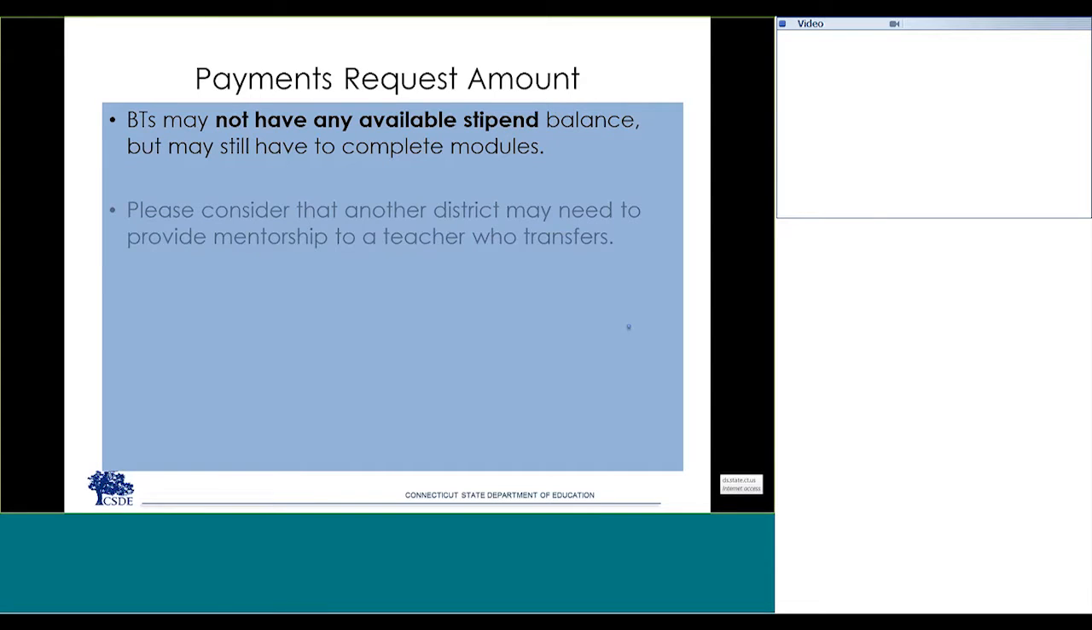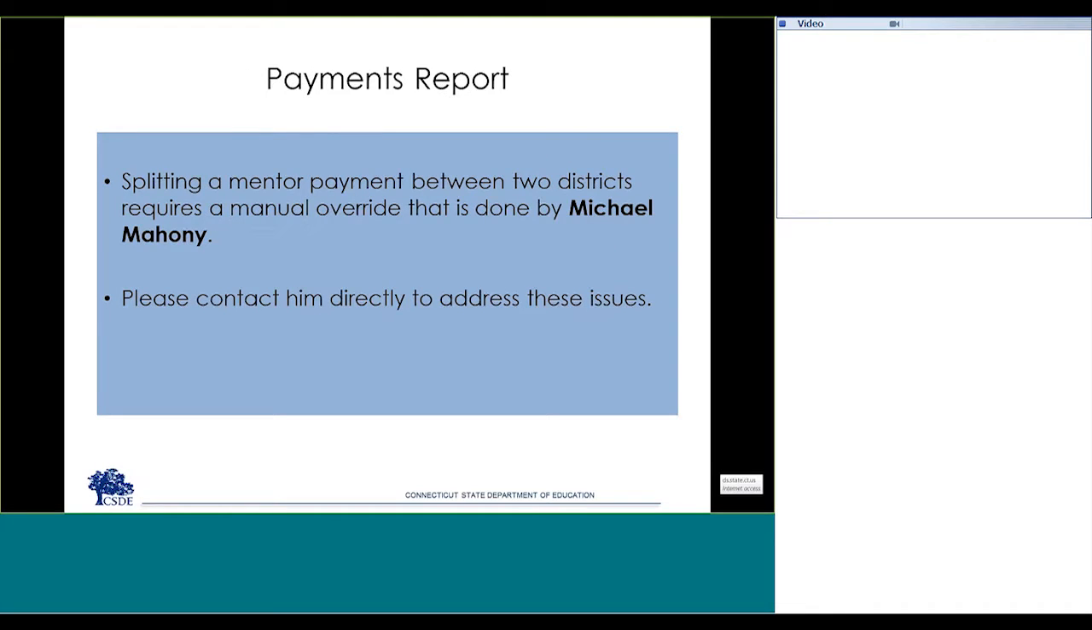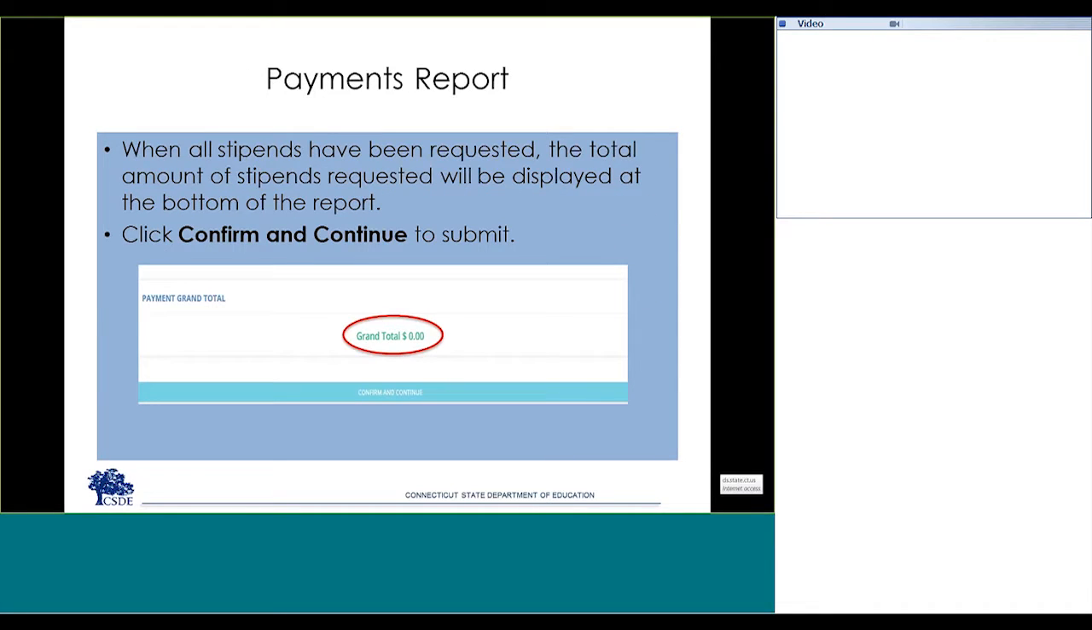Next slide. As you go through the check marks, the line will change color to indicate that you have checked it, and as you check, the total at the bottom of the report will be adjusted. And once you have checked all of the beginning teacher mentor matches, making a choice of 0, 250, or 500, depending on what's available, the confirm and continue button will become active.